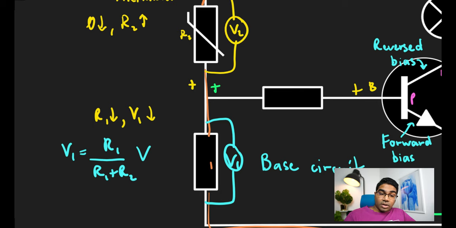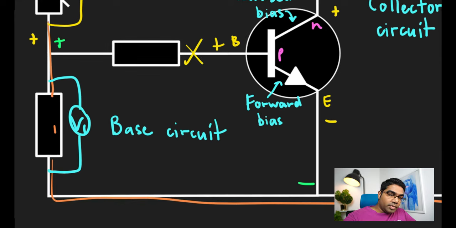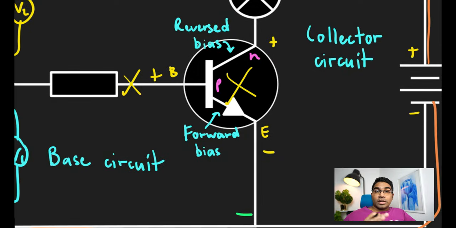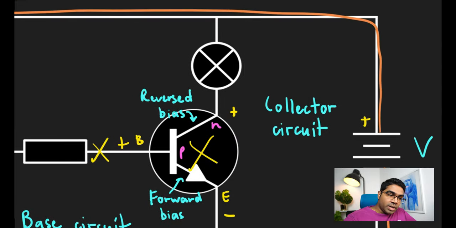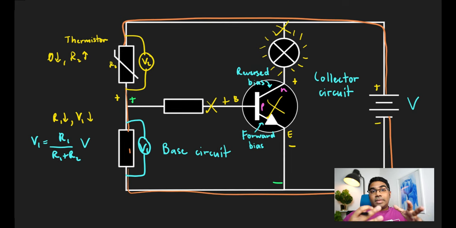This potential difference is not enough to overcome the junction potential. And therefore, there will be no base current. If there is no base current, we say that the transistor is not turned on. And when the transistor is not turned on, then there cannot be collector current as well. And without collector current, the bulb does not light up. Whatever electrical component that we connect to the collector circuit will not function. So we can see from here, when it is hot, the bulb lights up. When it is cold, the bulb does not light up. You don't have any light. This is how it functions as an automatic heat switch.